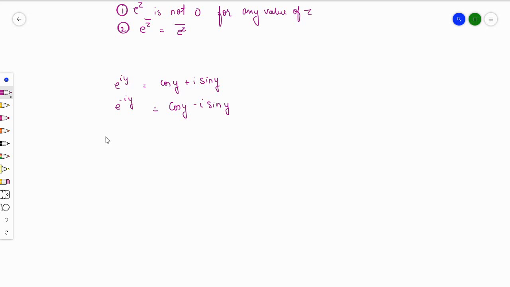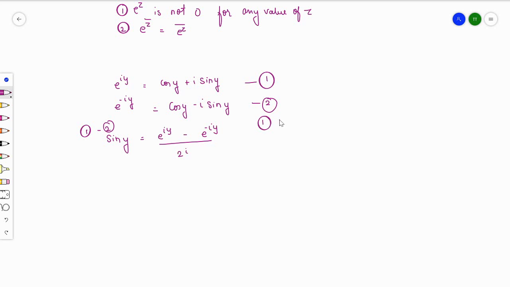Okay, so you can write sin y by subtracting these equations, number 1 minus 2, and we will get sin y, which is equal to e raised to power iy minus e raised to power minus iy divided by 2i.